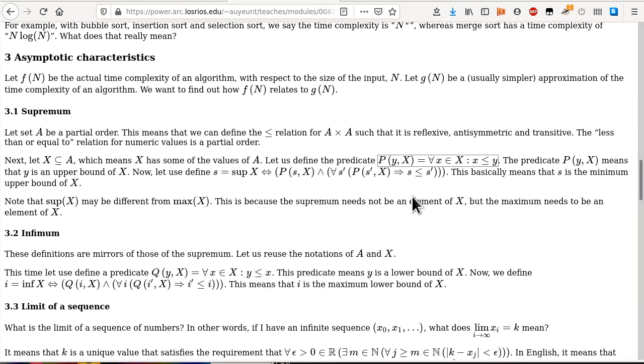Okay, a predicate is nothing more than a function that returns either true or false. In this case, we have P(y, X) defined to be: for every x in X, x is less than or equal to y. So it is just returning a boolean. And I know that I changed the notation. I use a colon here instead of using parentheses. So let me fix that first.